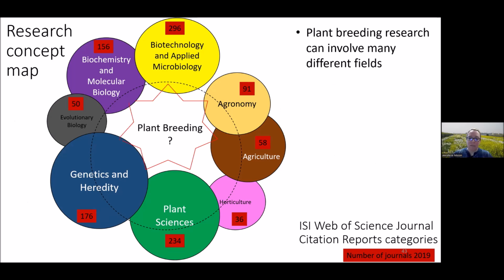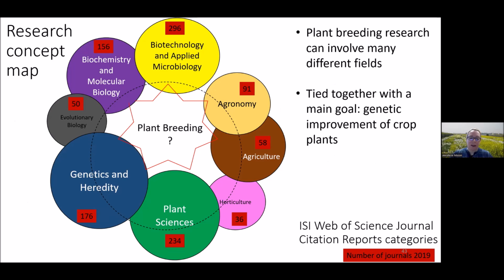Okay, so just in general then, plant breeding research can involve many different fields, so it falls kind of in the middle here. And generally the main aim or the main tying together for plant breeding is when we're looking at genetic improvement of crop plants. That is fundamentally what we're doing in plant breeding. So you can say you're doing plant breeding if you're effectively trying to genetically improve your crops.